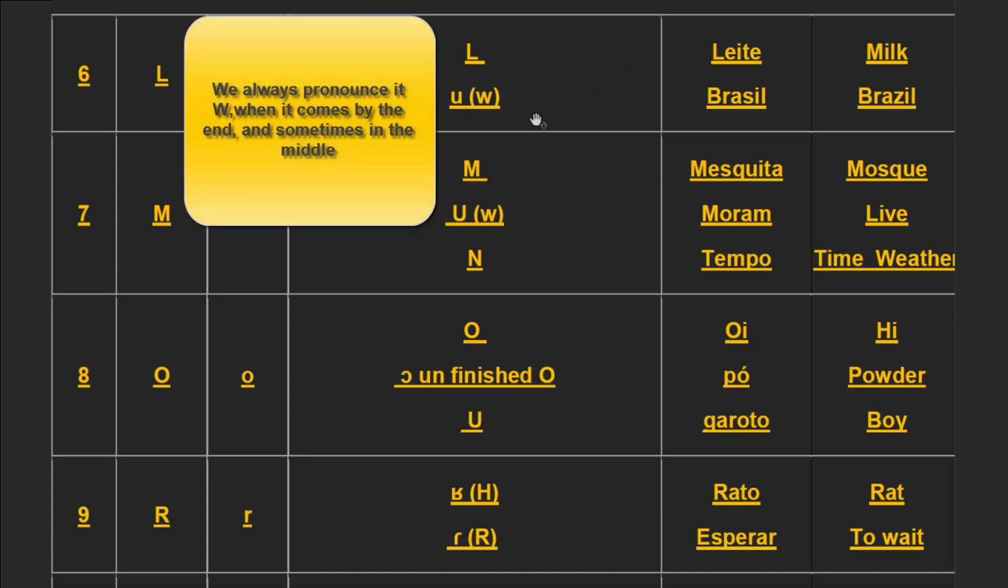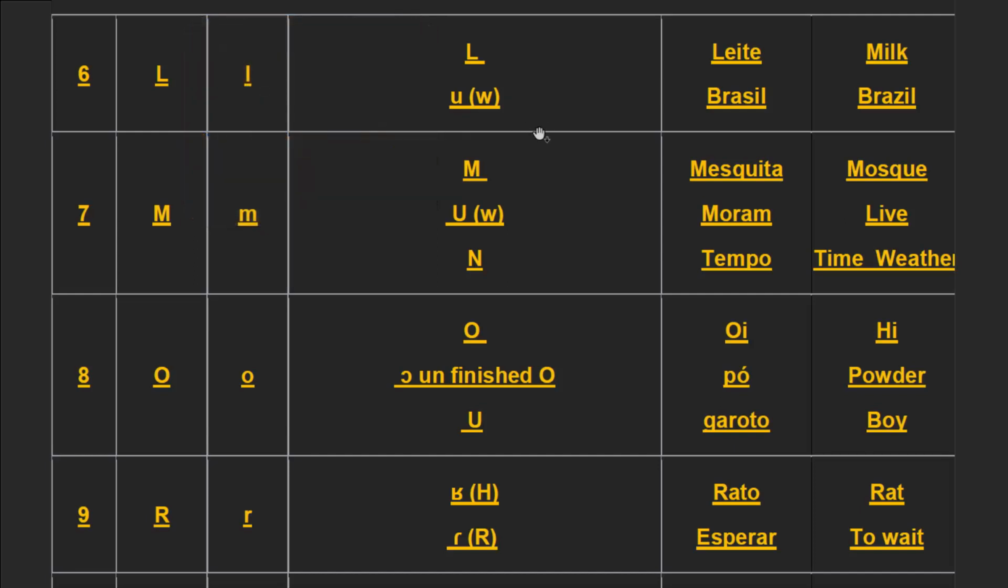The second pronunciation for this letter is pronounced as U or W in English when it comes at the end of the word. The example that we have here is the word "Brazil", which means in Portuguese Brasil, Brasil.